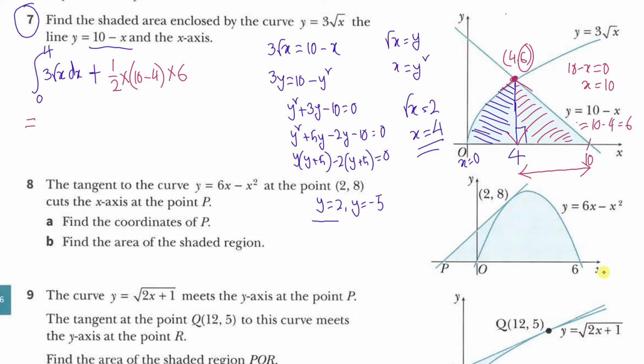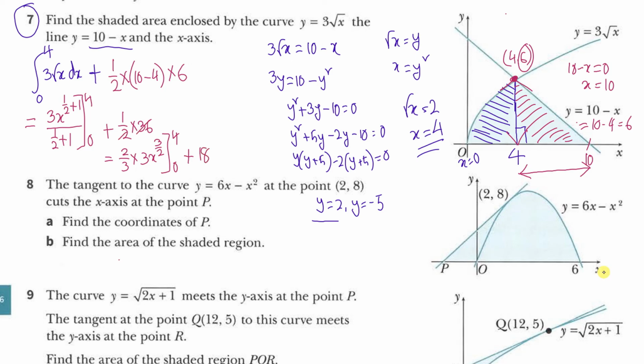Let me integrate first 3 root x. So we can write 3 x to the power half plus 1, divided by half plus 1, as integration we know. And its limit is from 4 to 0. And from the right side it is half into 36, 6 into 6, 36. Now let me put our limit. So 3 by 2, so we can write 2 by 3 into 3 x to the power 3 by 2, and its limit is 4 to 0, plus this value we got from here, 18.